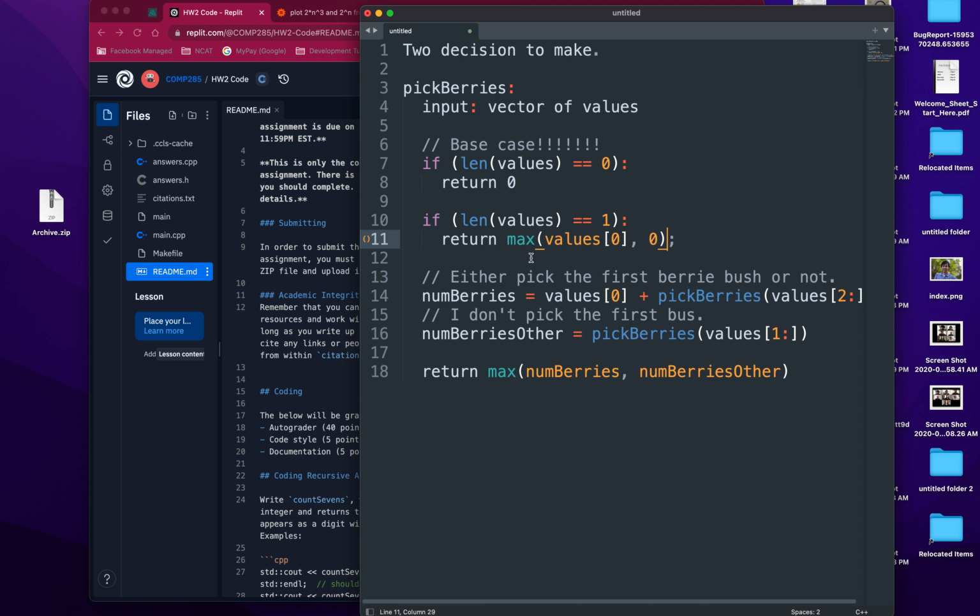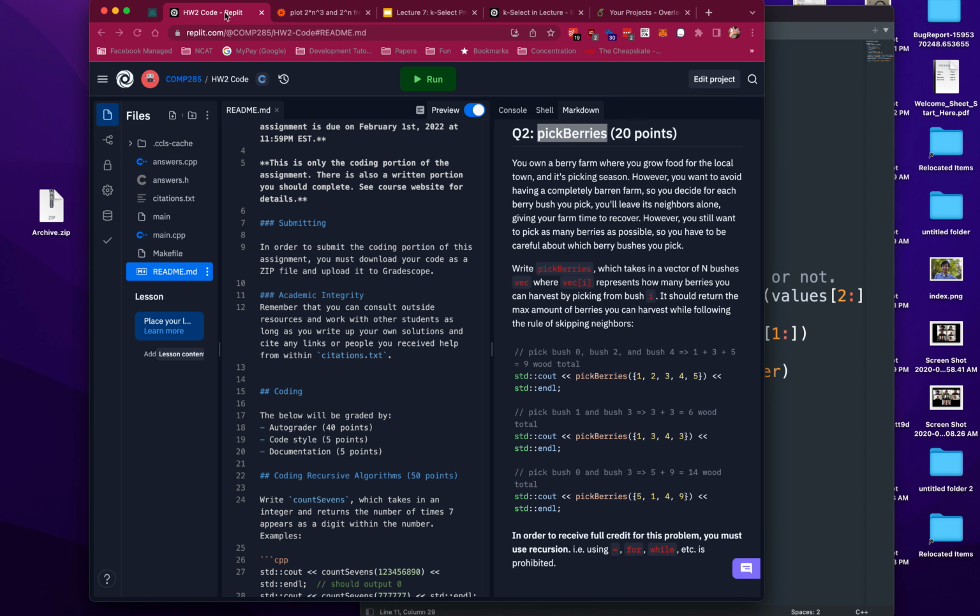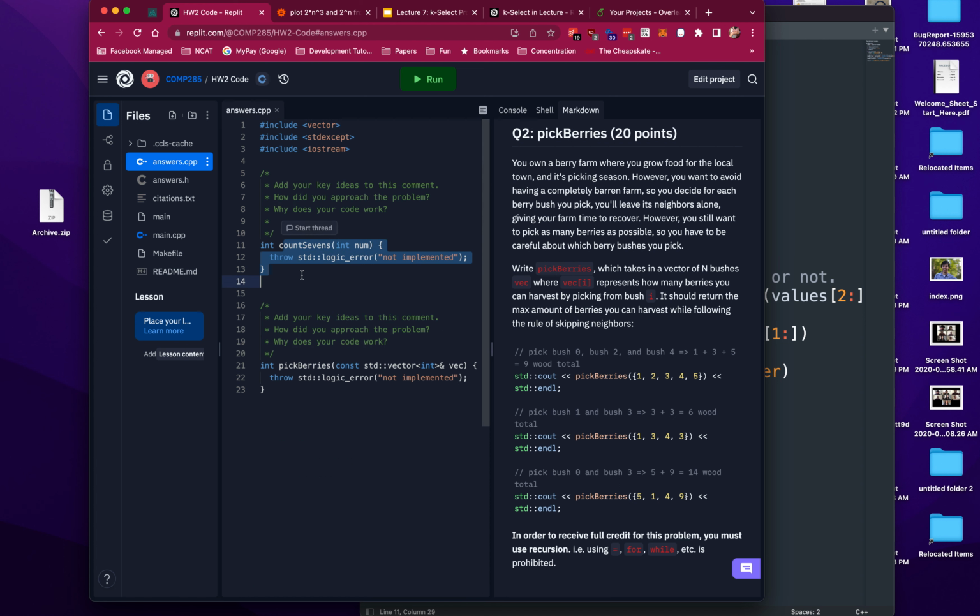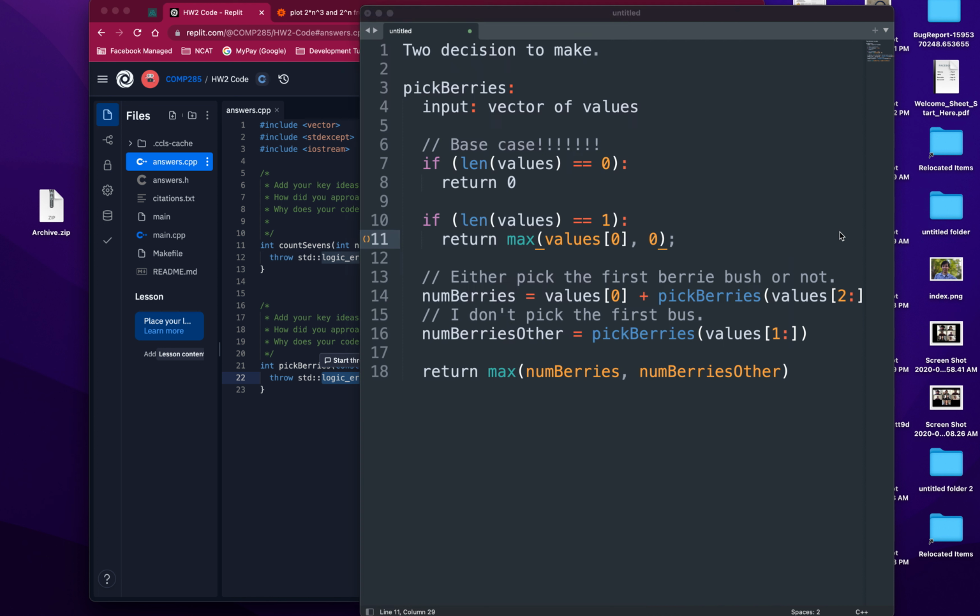And that's basically it. So you would write this function. You'll end up writing the code for these functions in count 7s and pick berries. We did an example for count 5s. Count 7s is very similar. And pick berries is here. This is the pseudocode.